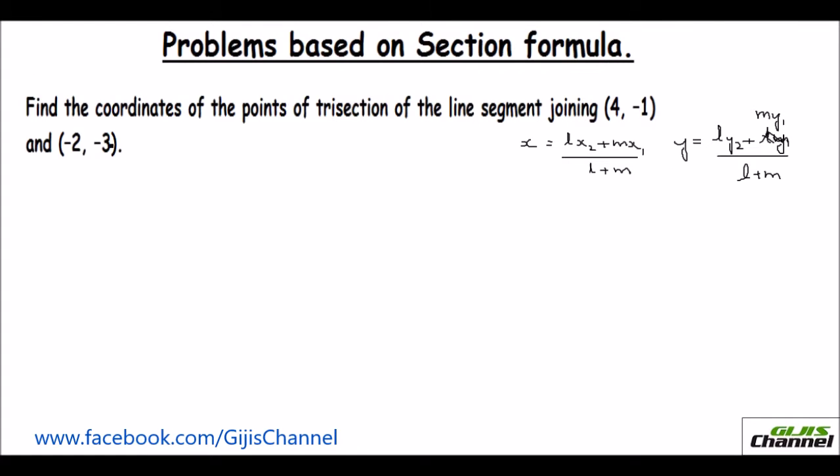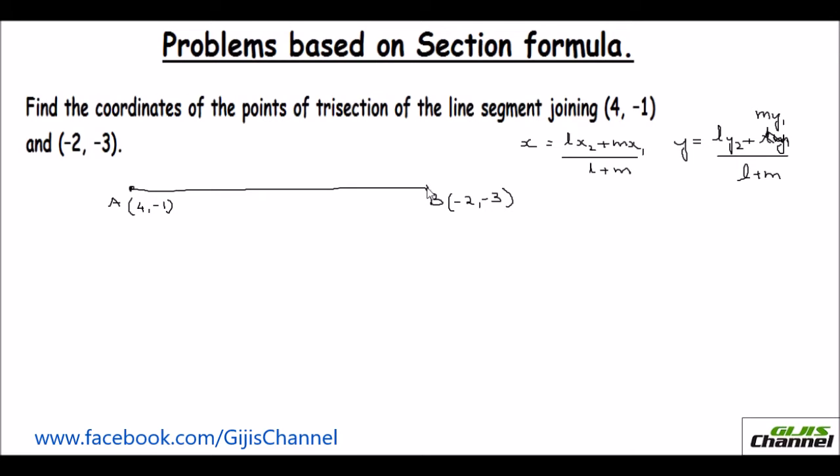Let us do the problem. Here the problem states, find the coordinates of the points of trisection of the line segment joining (4, -1) and (-2, -3). So you have a line which joins the 2 points. Let me take the first point as A, where A is (4, -1), and B at the other end is (-2, -3).